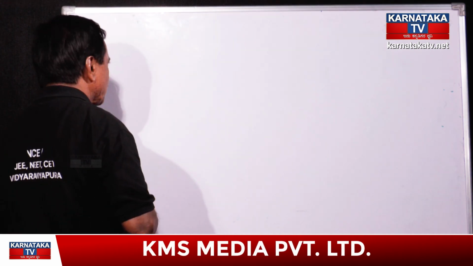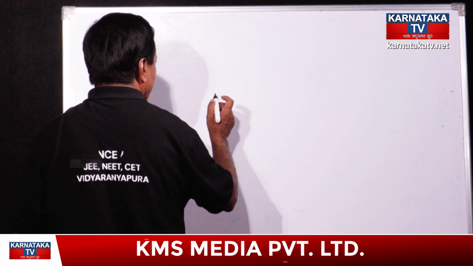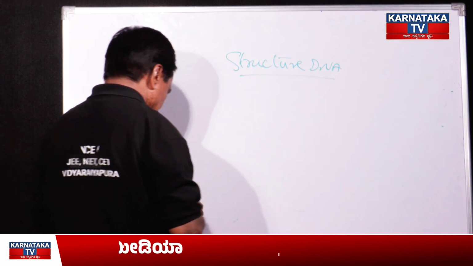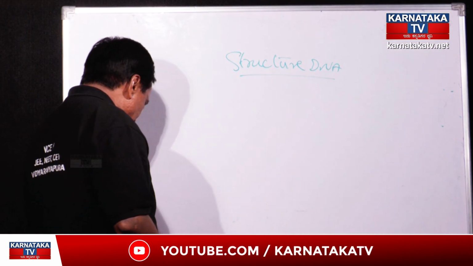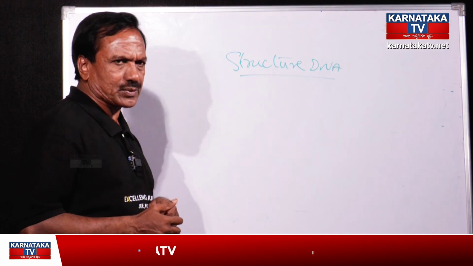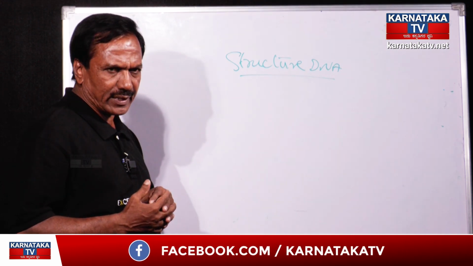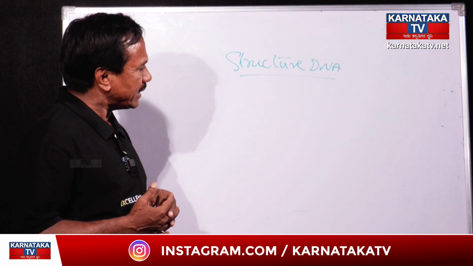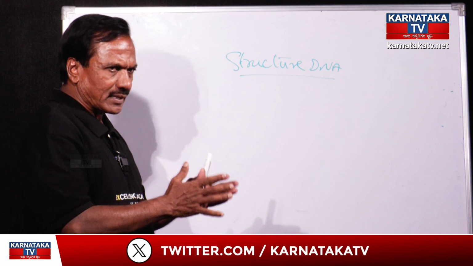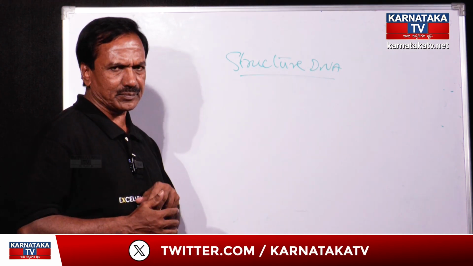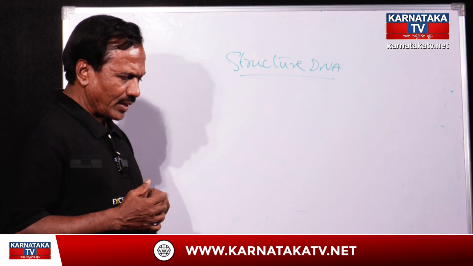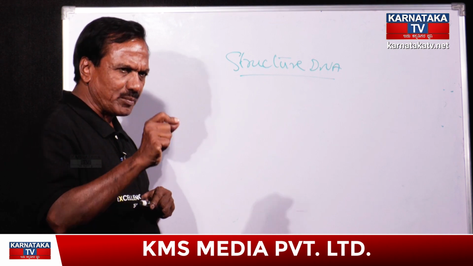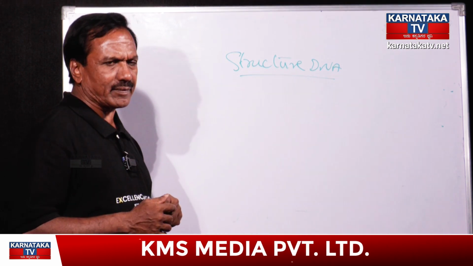Now let us study the structure of DNA. You see, in 99.9% of cases, DNA is the genetic material. DNA is the hereditary material. It is called the genetic material. It is called hereditary material because it carries the genetic characters from generation to generation. But RNA is also genetic material, but only in some cases. RNA becomes genetic material where there is no DNA.